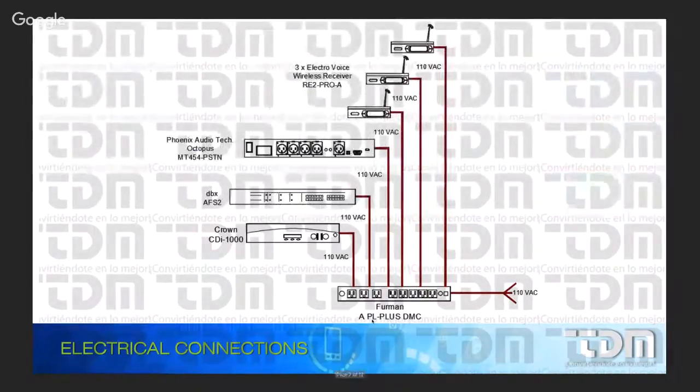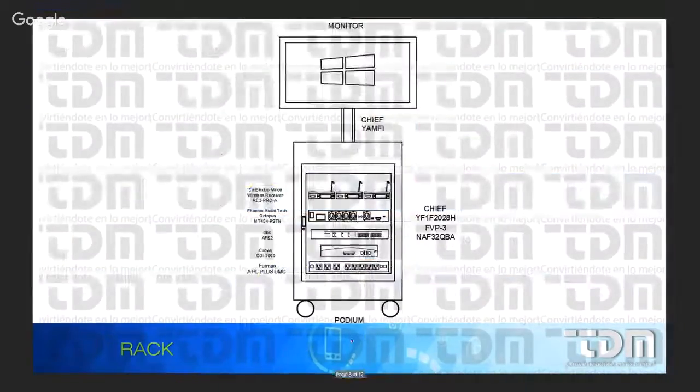Here we have the electrical connections. Make sure that you always use a Furman APL plus DMC. Be sure to connect all your equipment to it. You will avoid a lot of problems. Then we will have our podium. We are using a cheap podium where we will put all our equipment so it looks nice.